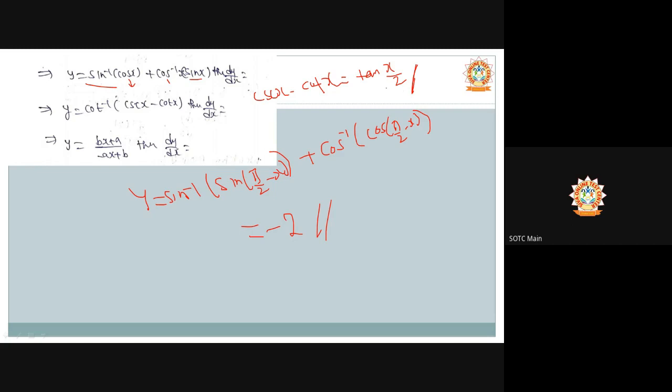Try to see the next question. Y is equal to cot inverse of cosecant x minus cot x, then find dy by dx. So cosecant x minus cot x can be written as tan x by 2. So you can substitute as tan x by 2. Here it is cot inverse. Definitely you need to change this tan inverse as cot inverse. So it will come cot inverse of cot of pi by 2 minus x by 2. Tell me what it is coming. Minus 1 by 2, sir. Very good. Minus 1 by 2 is the correct answer.